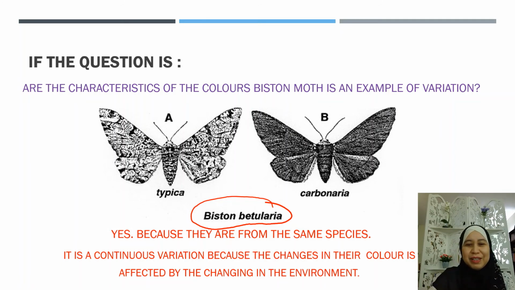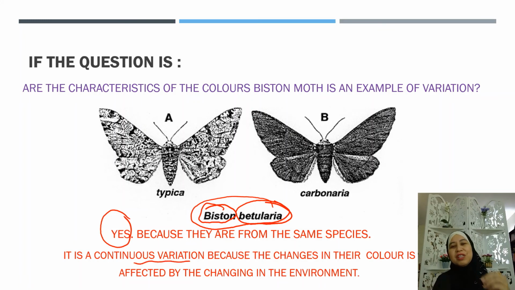Biston, you can see the italic. So you know this one. The first word is the genus. The second word is the species. So straight away we know that both of them belong to the same species. So in order to answer the question, of course this is an example of variation. Why? Because they are from the same species, and it is a continuous variation because the change in color is affected by the change in the environment.